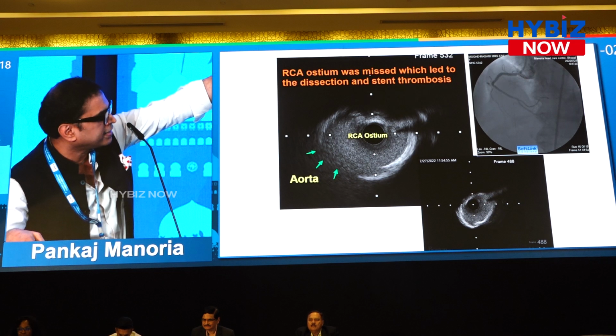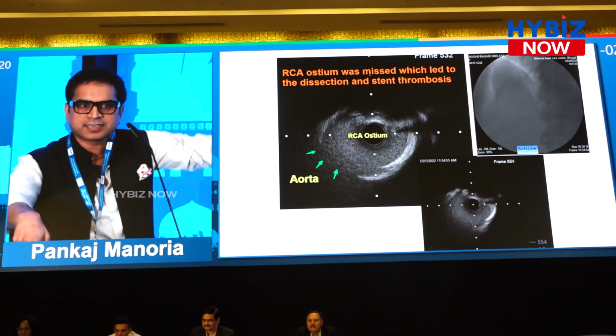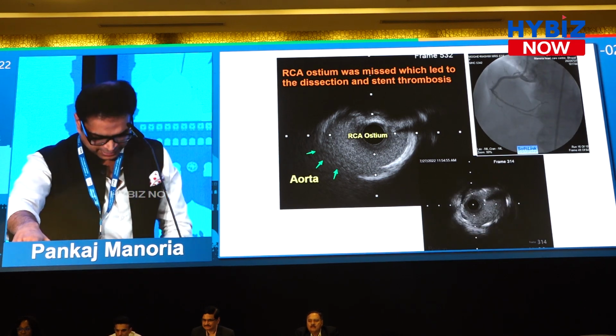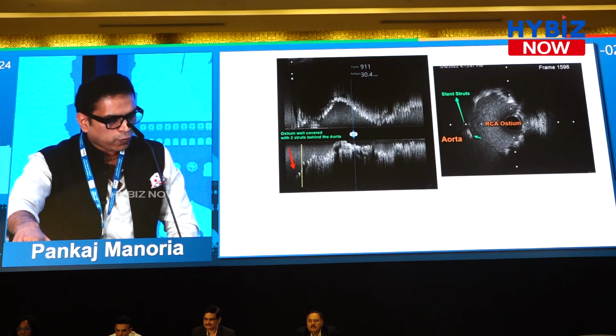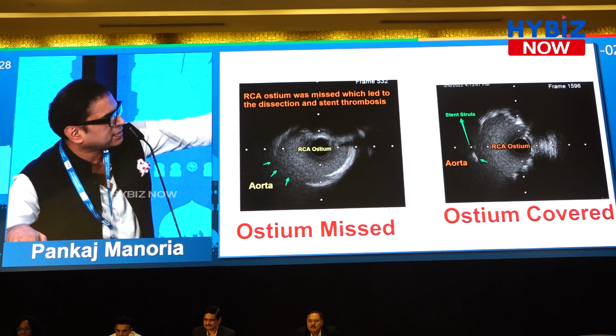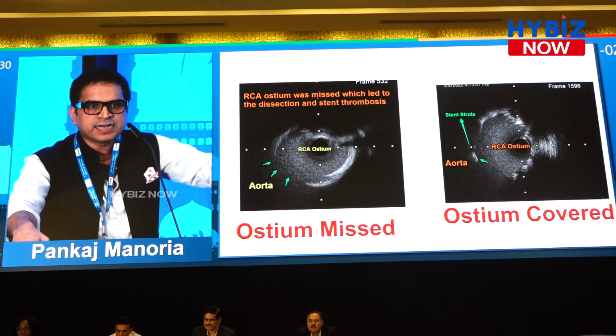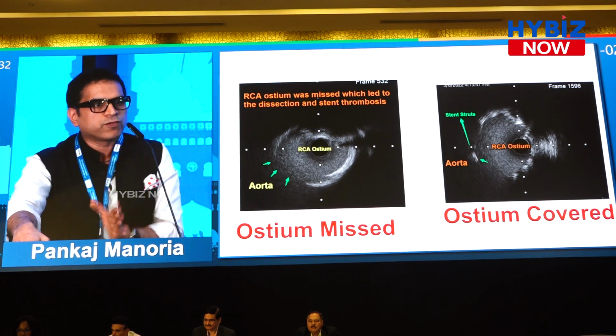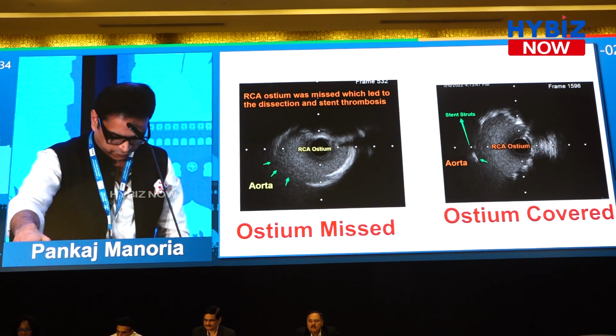Here you can see there's medial discontinuity. You don't see the media, and stent struts are not visible. That means the ostium was not covered. However, this time we covered the ostium. Now you can see the difference. Here we can see the stent struts in the place where medial discontinuity is seen. That means the ostium is covered, whereas in the first procedure, the ostium was not covered.